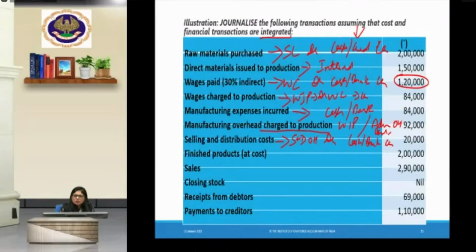Finished product at cost, same entry, no change. Finished products at cost, transferring to finished goods from WIP. Finished goods will be debited, WIP will be credited. Finished products at cost. Sales, nothing to be done.